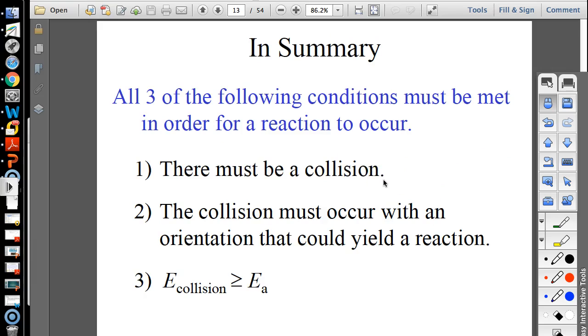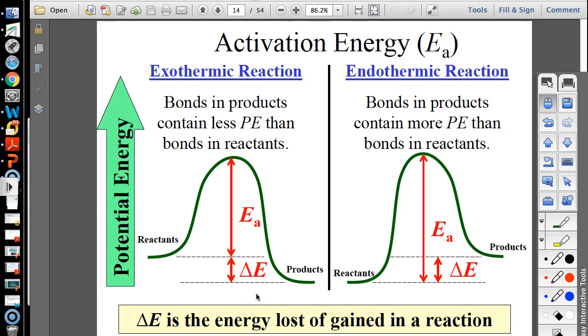The collision must have the right orientation, and the energy of the collision has to be greater than or equal to the activation energy. Yes, it can be equal to. All right, so this is what I had already told y'all.